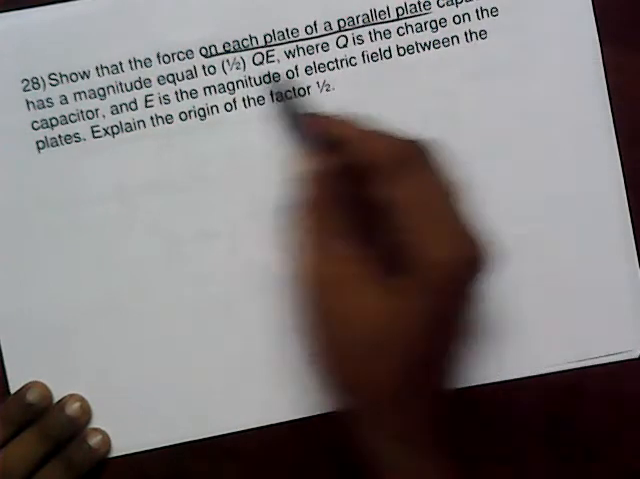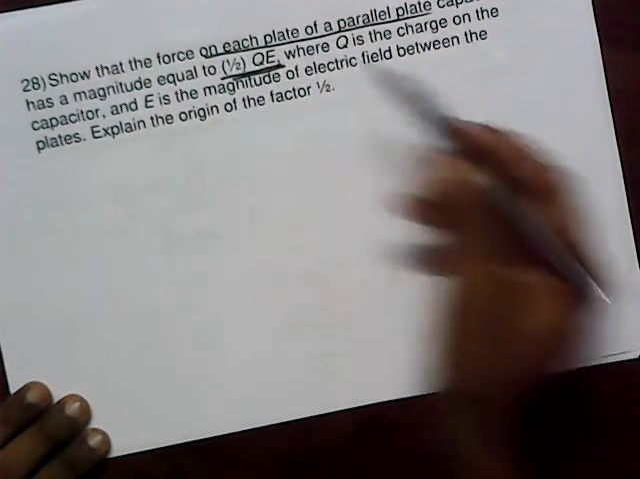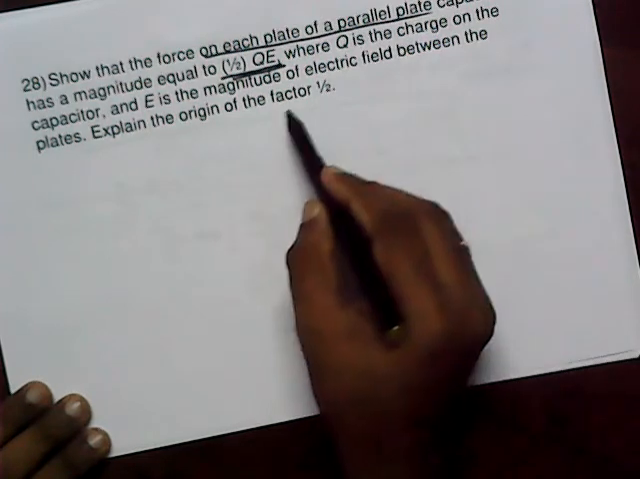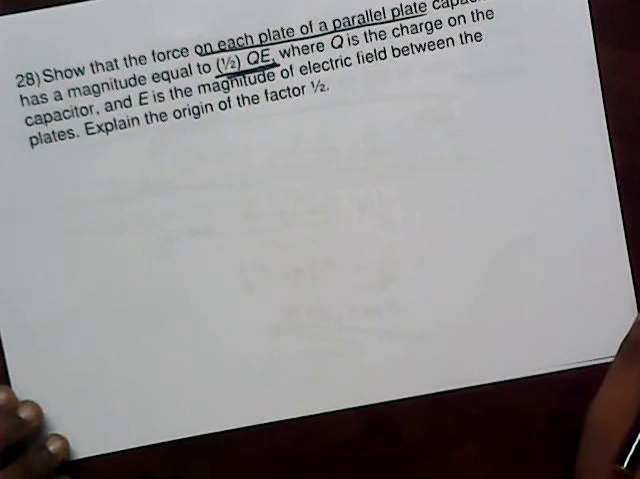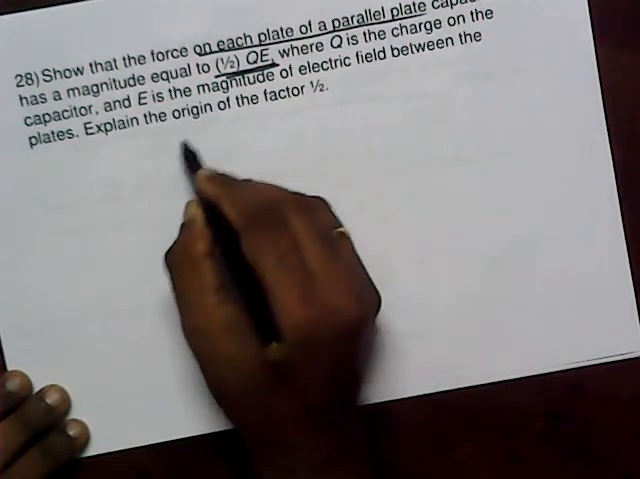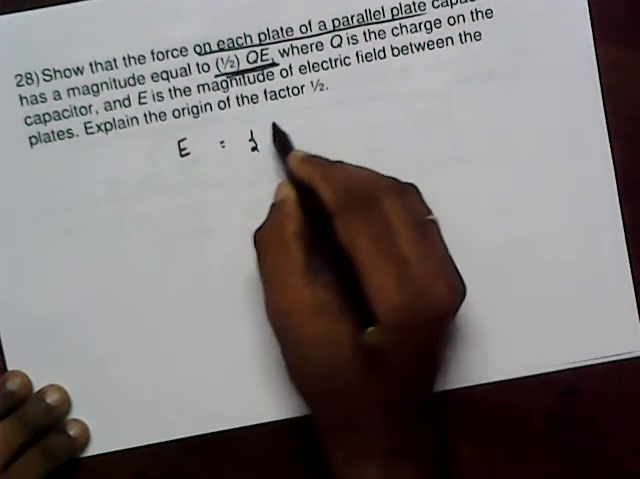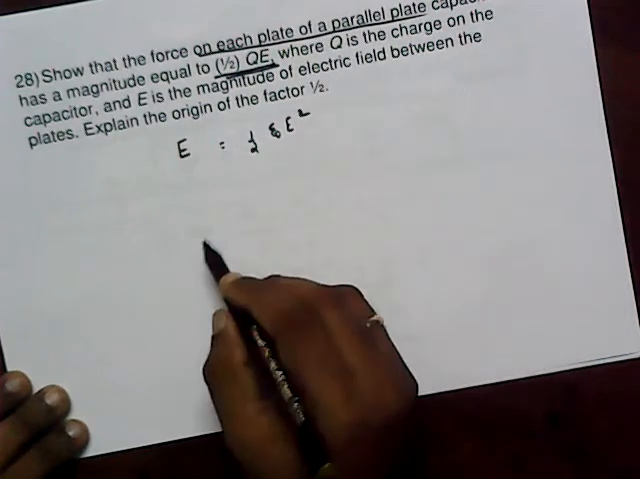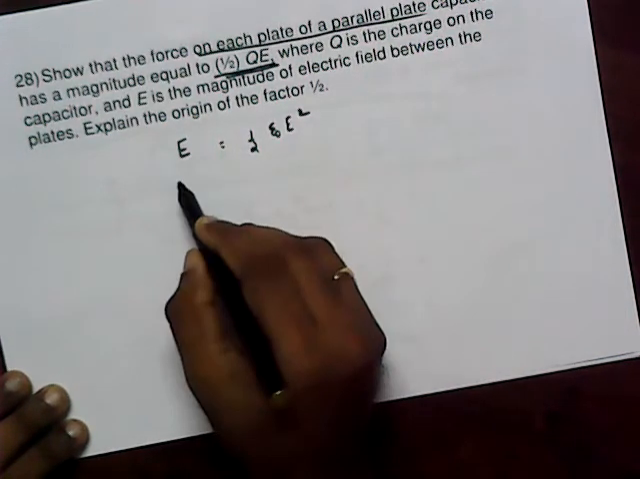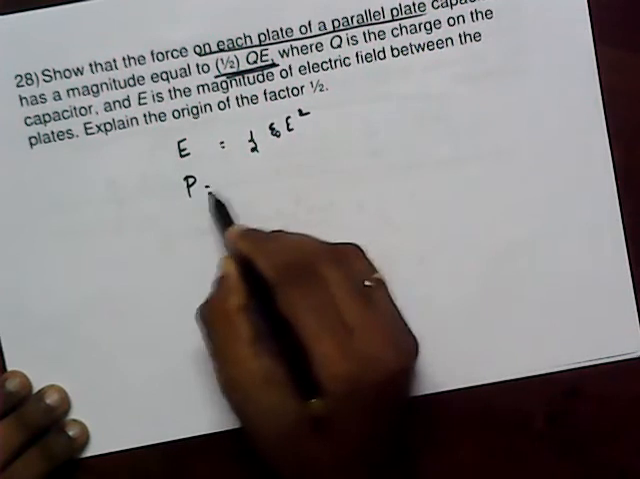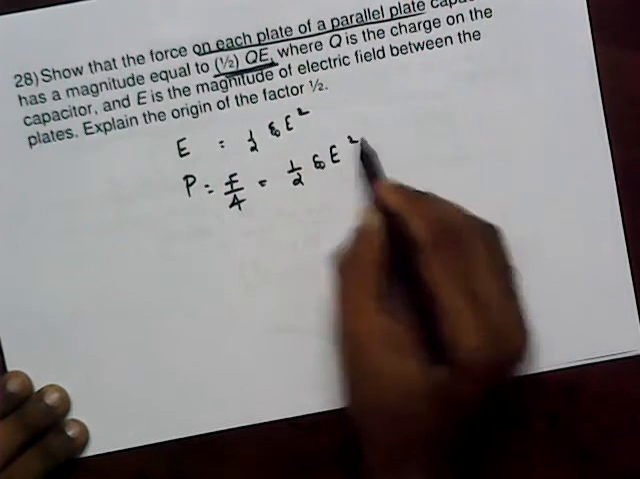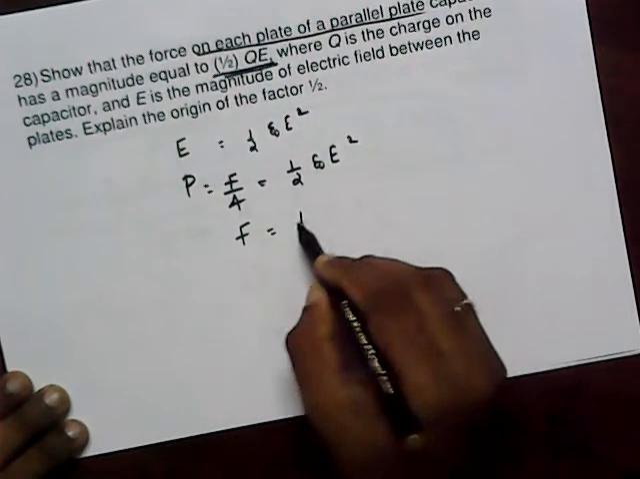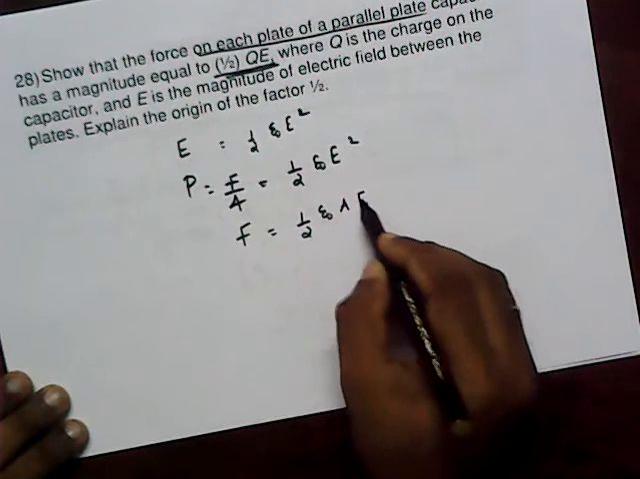show that the force on each plate of a parallel plate capacitor has a magnitude equal to half Q E. So that is a very important concept. We can simply use the concept that energy density is half epsilon 0 E squared. But energy density is nothing but the pressure. Then we can write the force by area is equal to half epsilon 0 E squared. So the force is equal to half epsilon 0 A into E squared.